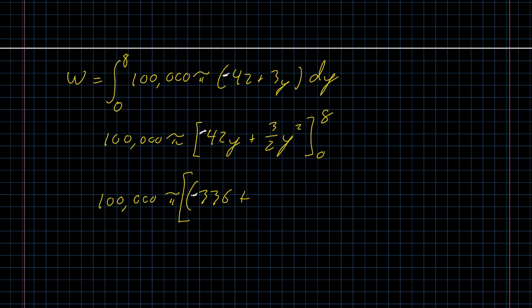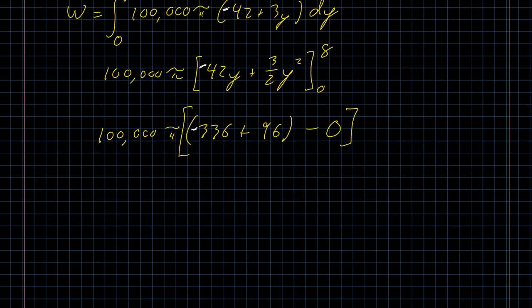All right, anyway, plugging in y equals 8 in the second term here: 8 squared, 64. 64 over 2 is 32. 32 times 3 is 96. Plugging in y equals 0, we get 0. I love it when one of the limits of integration is 0. It makes life so much easier. And so we have 100,000 pi times negative 336 plus 96, which is going to be negative 240.